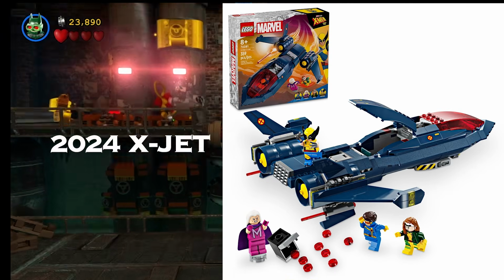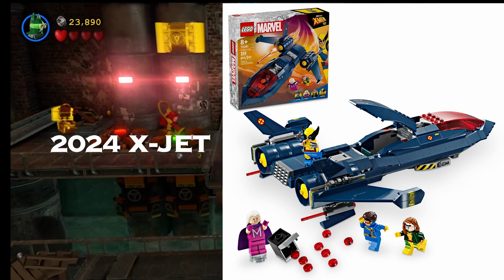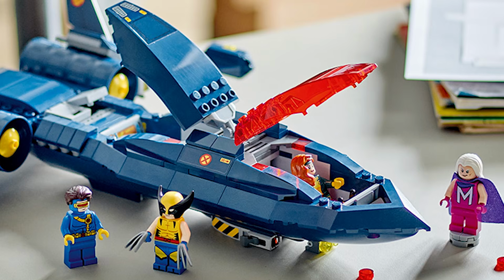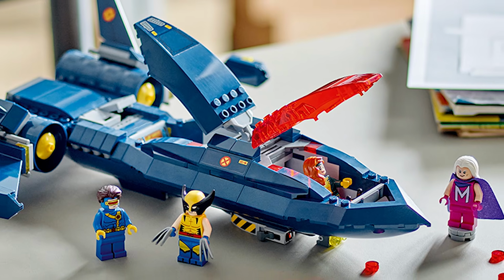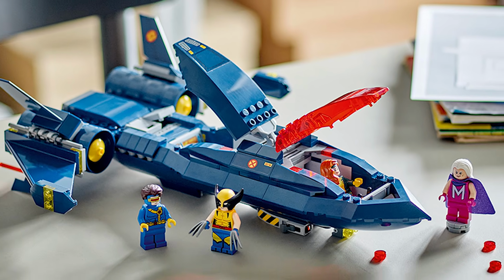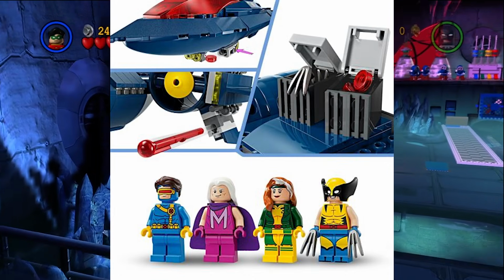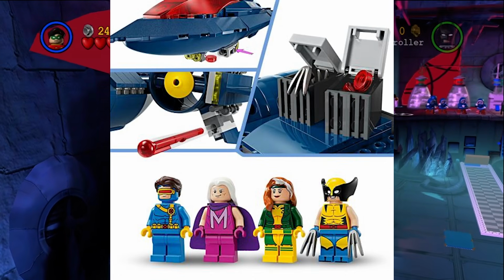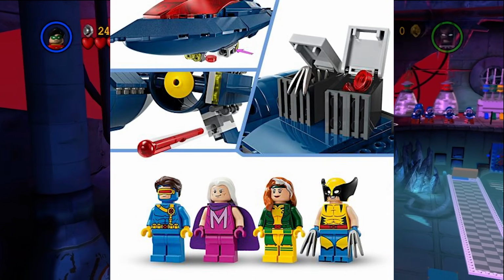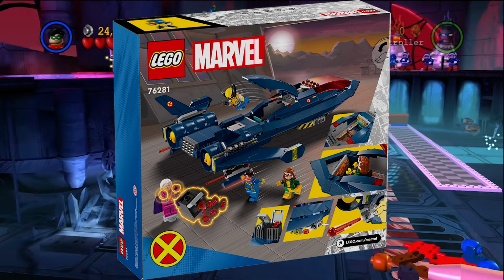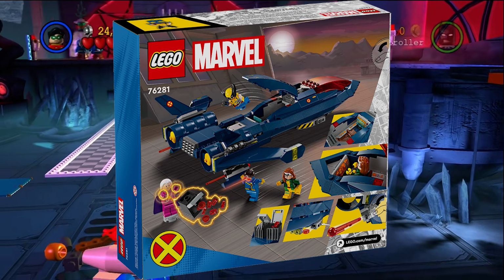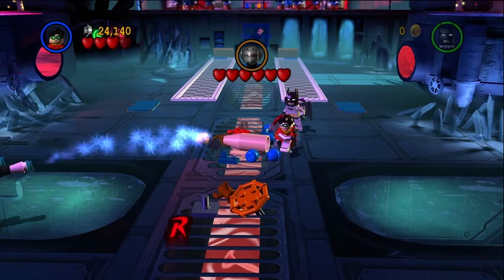2024 X-Jet. In 2024, LEGO released this X-Jet set to coincide with the release of X-Men 97 on Disney+, and it was quickly panned for being quite possibly the most overpriced LEGO superhero set to date. Despite having 359 pieces, the set retailed for $85 and received quite a bit of pushback as a result.